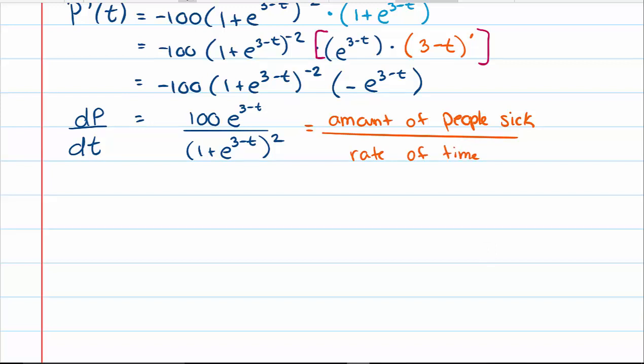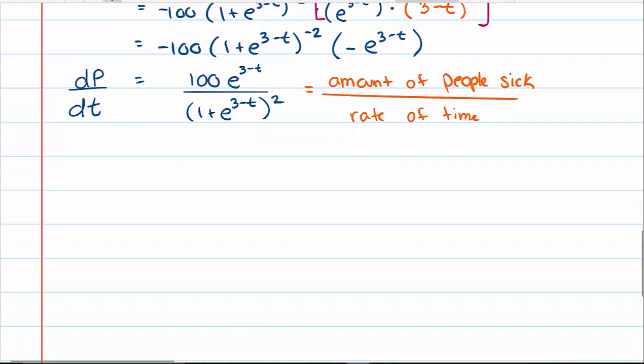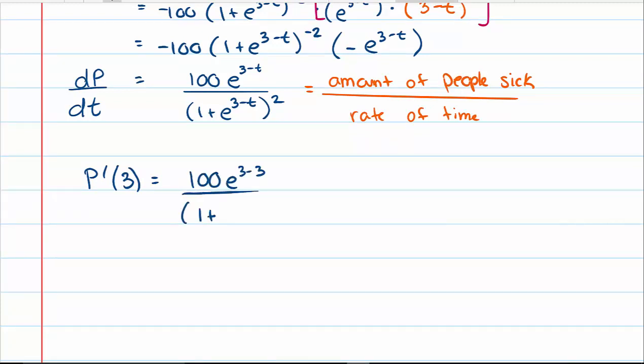So it's the amount of people sick in respect to time. Okay, and the question asked us, the whole point was how fast will it be spreading after 3 days? So we go ahead and we just plug 3 into the derivative. 100 e to the 3 minus 3 divided by 1 plus e to the 3 minus 3 squared, which gives you 100 e to the 0 divided by 1 plus e to the 0 squared. So you get 100.